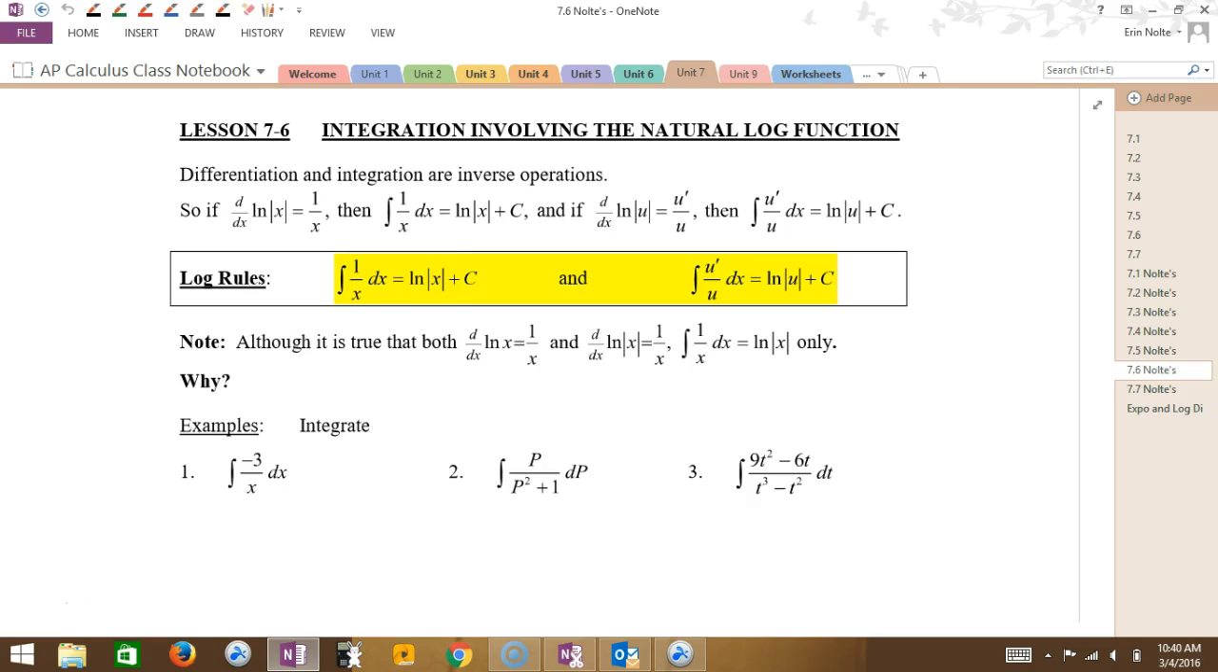Okay, so 7.6 is now integrating logs. There are only 2 rules on this one, so that's kind of nice. This is on your little sheet that you have, number 13 and number 14, right? Number 13 is very straight up: the integral of 1 over x is the natural log of the absolute value of x. And number 14 is in terms of u, so number 14 is a u-substitution idea.